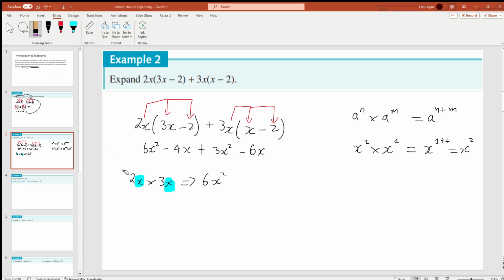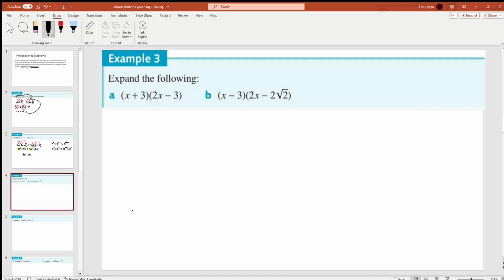Righto. So now we're going to see if there's any like terms. I can see two like terms. For example, the x squareds are like terms, and the x's are like terms. So we can add those together respectively. So 6x squared plus 3x squared is going to be 9x squared, and minus 4x minus 6x is going to be minus 10x. So all we've done is simplified it and expanded. Okay. Let's move on to the next example.